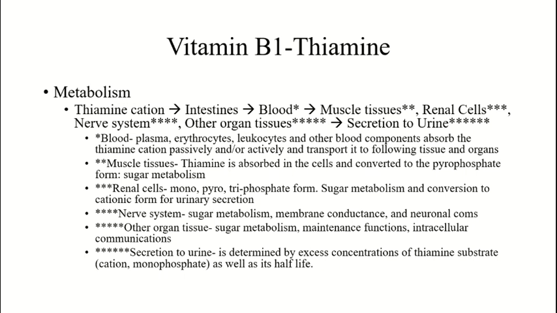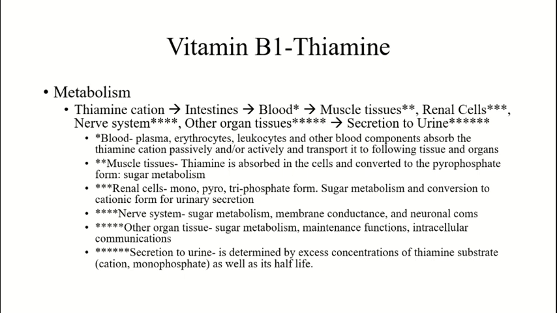Now, in muscle tissues, thiamine is absorbed in the cells and gets converted to the pyrophosphate form that is involved in sugar metabolism. In the kidneys, your renal cells, on the other hand, thiamine exists in all 3 forms. Thiamine is key in sugar metabolism and conversion to the cationic form for urinary secretion.